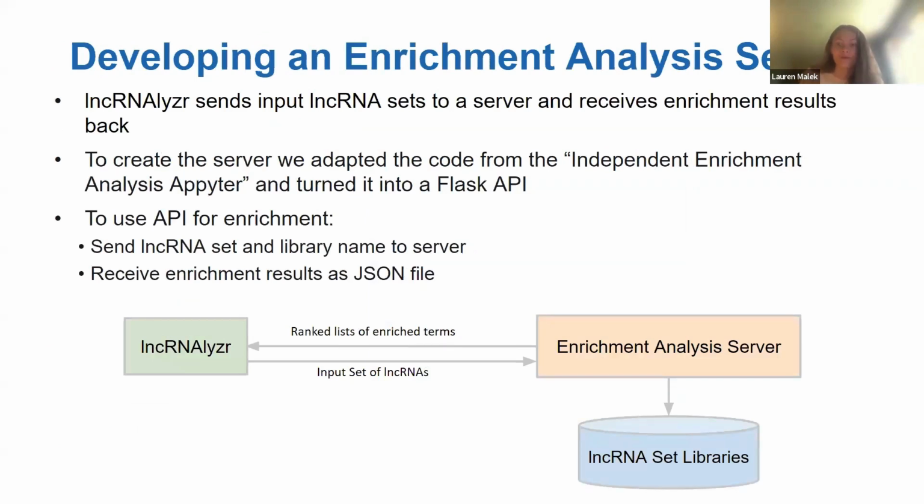As mentioned before, lncRNAlyzr performs enrichment analysis by sending an input lncRNA set to an independent web server. To achieve this, we adapted code from an existing Enrichr and created a Flask server and an API for it. We request the server to perform the enrichment analysis by sending the lncRNA set plus the library name we want to use. The server then returns a JSON file with the results.